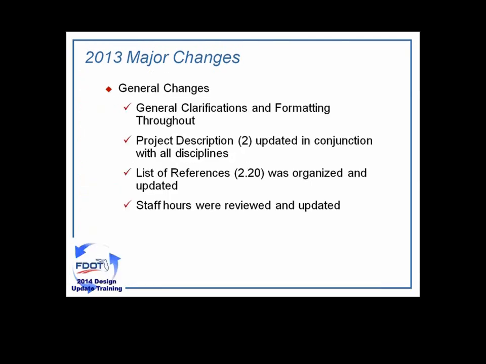Thanks, Rob. All right, let's begin with a general overview of some of the changes to the scope and staff hour forms. We made general clarifications, grammatical corrections, and formatting changes throughout the scope and staff hour forms. When a change was made to any of the discipline activities, that modification was also reflected in Activity 2, Project Description, as needed. The list of references shown under Task 2.20, Provisions for Work, was organized and updated to accommodate any revisions to the listed publications. And finally, the staff hour estimation forms and staff hour guidelines were reviewed and updated according to any changes made in the scope of services.